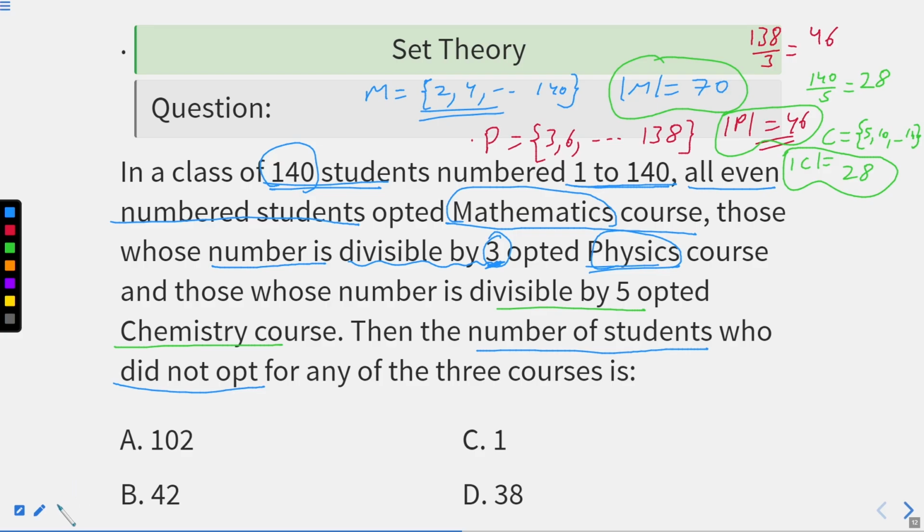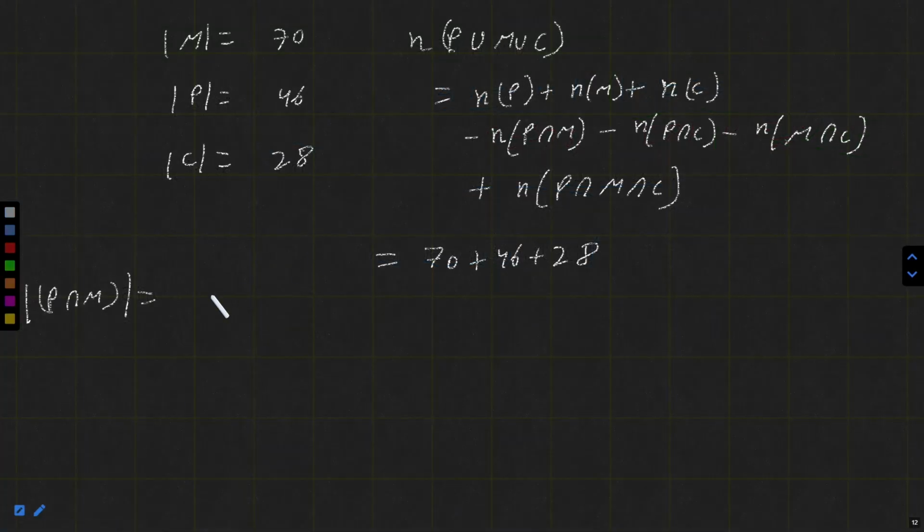Okay, so the LCM is 6 and the set will look like 6, 12, till the last number which is divisible by 2 as well as 3, which is 138. Now the cardinality, what will it be? Let's divide by 6. So it will be 23. Simple, it will be 23.